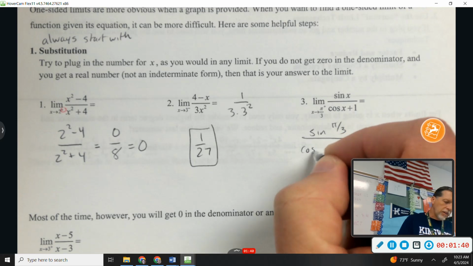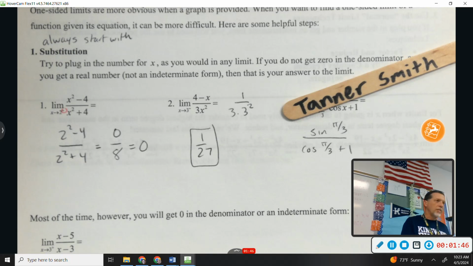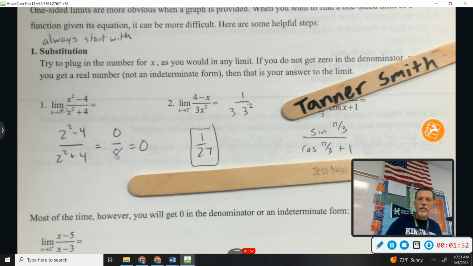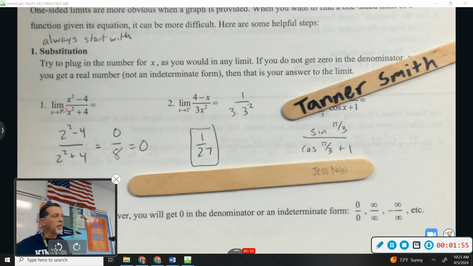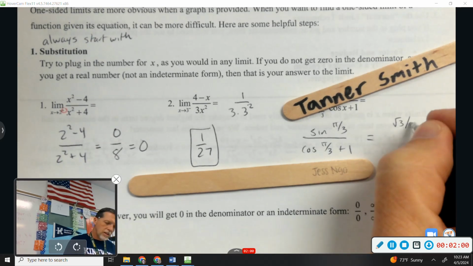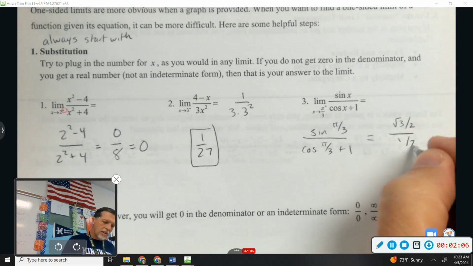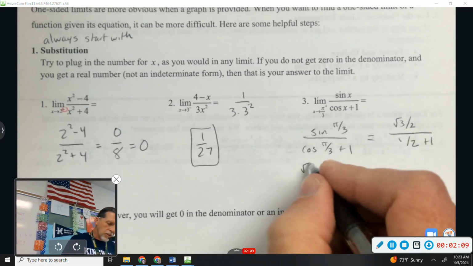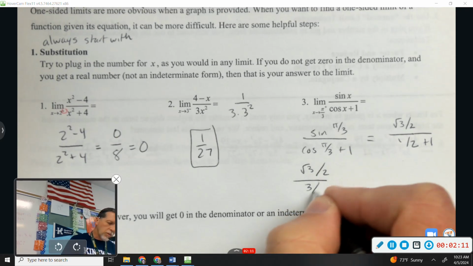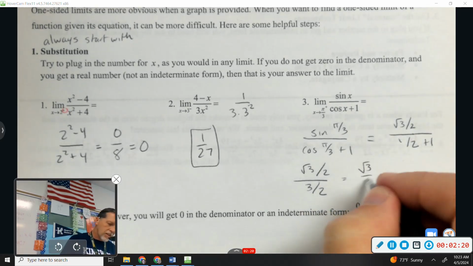Pi over 3, so now we have to know our unit circle, but you guys know your unit circle. As soon as I can find people who are in attendance today. Tanner, how about the sine of pi over 3? Root 3 over 2. And just the cosine of pi over 3? 1/2. Plus 1. So root 3 over 2 over 3 over 2. And you multiply the top and bottom by 2, or you can just kind of see that the bottom 2's cancel out. So root 3 over 3.